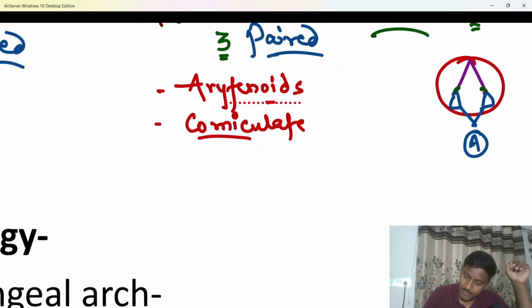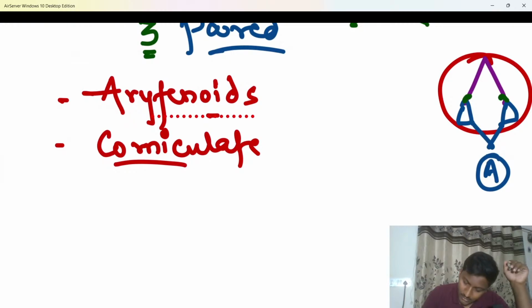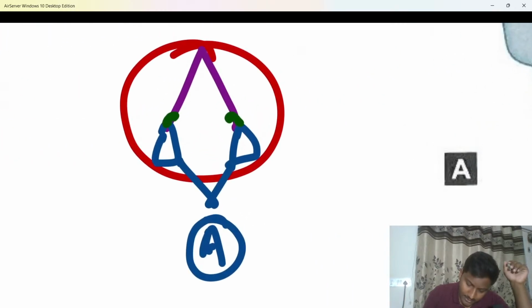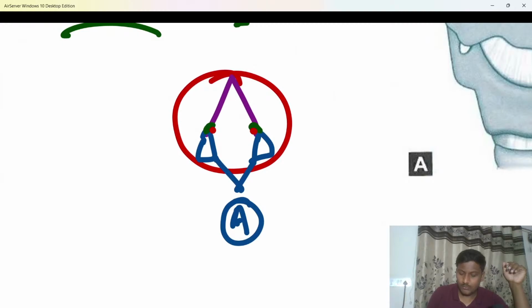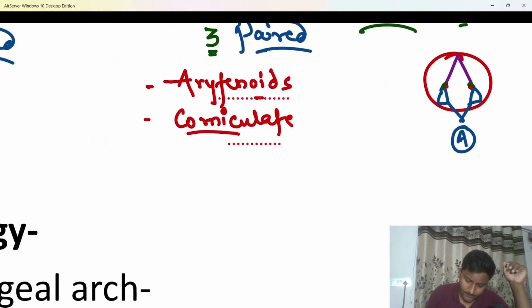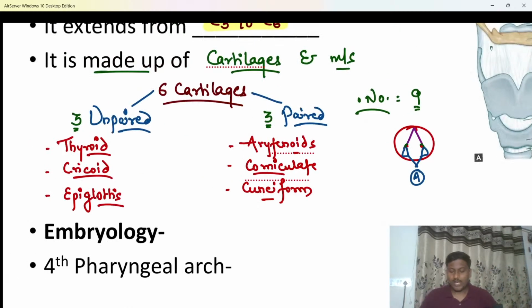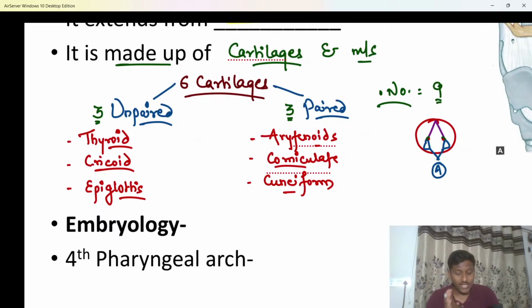And right beside it, beta, there will be very tiny, rice grain like cartilages, and these will be called as cuneiform cartilages. These will be known as cuneiform cartilages. So can you see definitely there are 3 unpaired and 3 paired cartilages. The 3 unpaired I'm repeating is thyroid, cricoid and epiglottis. The 3 pairs are known as arytenoids, corniculate and cuneiform cartilages. Remember this.